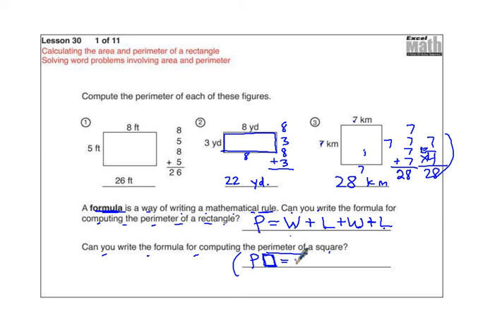So the perimeter of a square is actually 4 times the length or the width. 4 times whatever the side is. So if one side was 4, you do 4 times 4. If it was 8, you have a square and it says each side is 8, you do 8 times 4, which makes 32. So you're really multiplying 4 times the length or 4 times the width.